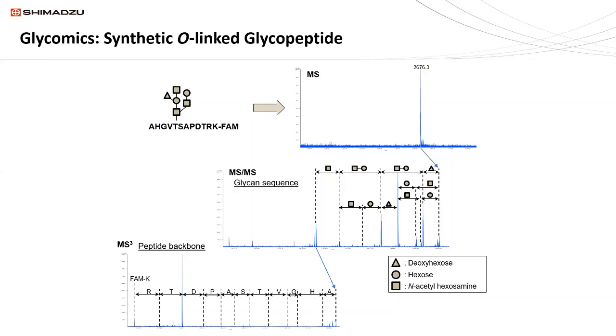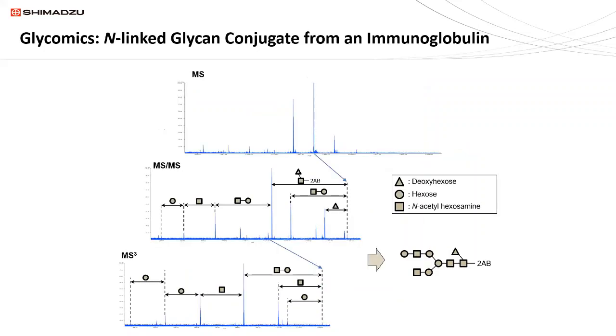If we go to the MS3 and look at the peptide backbone, we can begin to identify the amino acid sequence. This is very valuable for looking at the actual oligosaccharides attached to the peptide, and also for understanding the sequence and where the oligosaccharide is attached. We also worked with N-linked glycans that were from immunoglobulins.